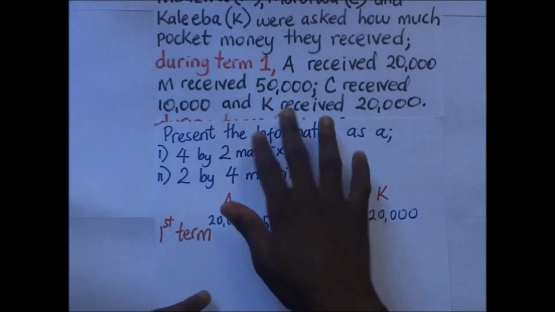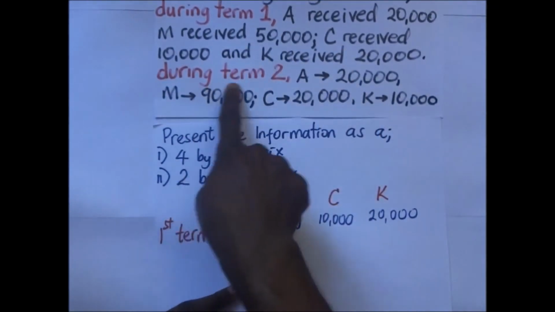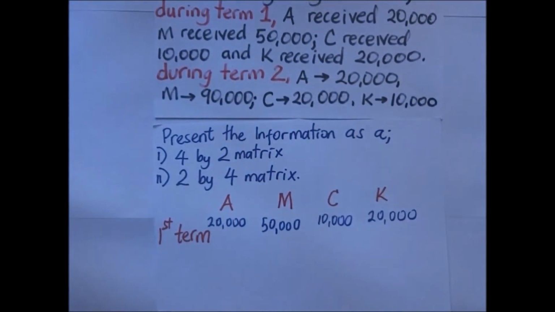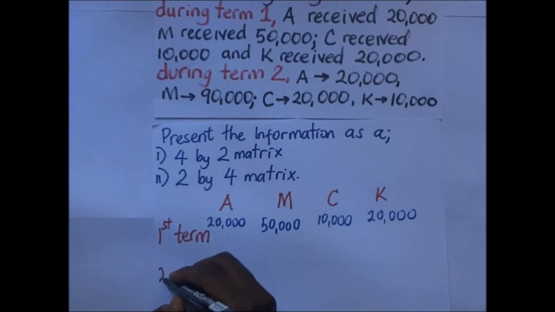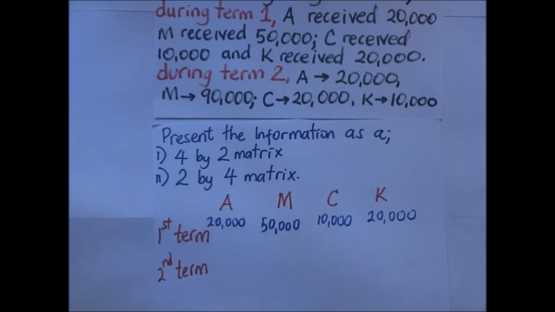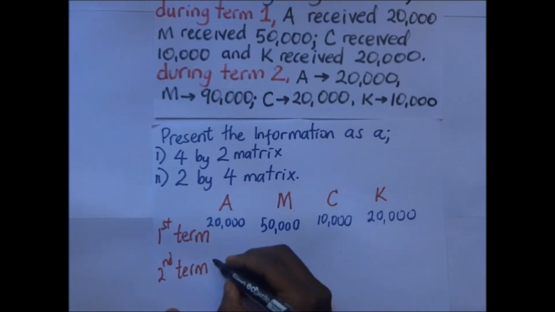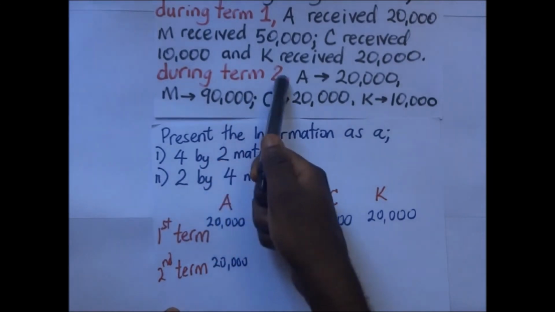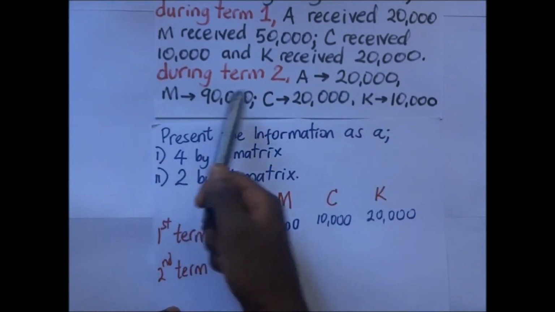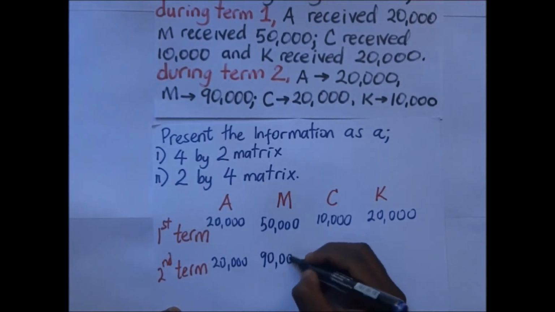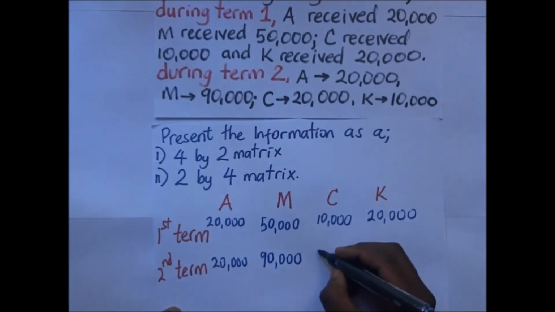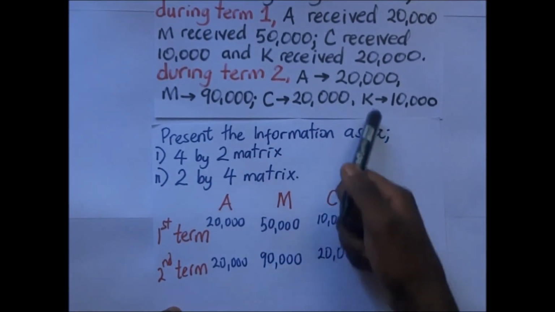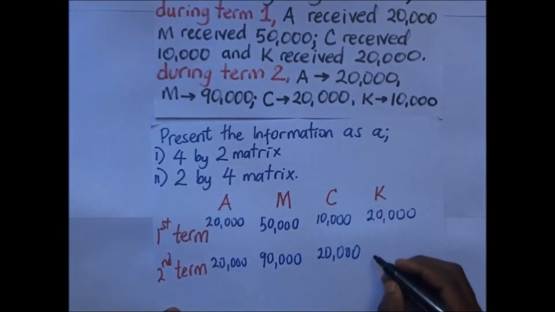Then what about during the second term? During second term, A received 20,000. Remember, we're just summarizing the question. So during the second term, A received 20,000, M received 90,000. Then C received 20,000, and K received 10,000.